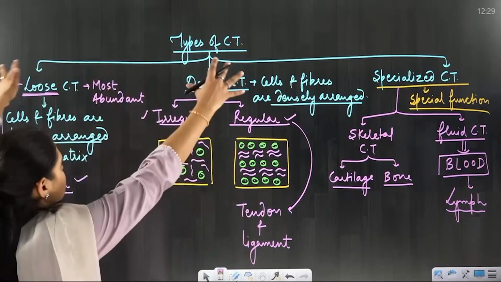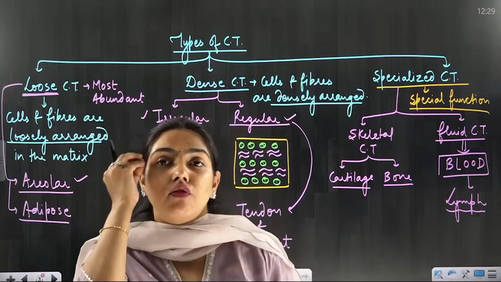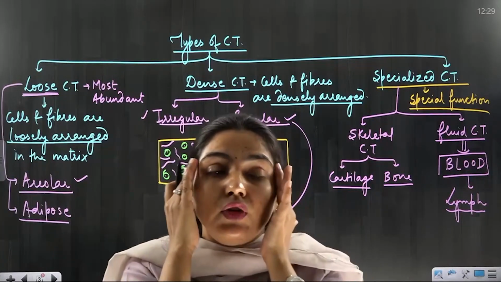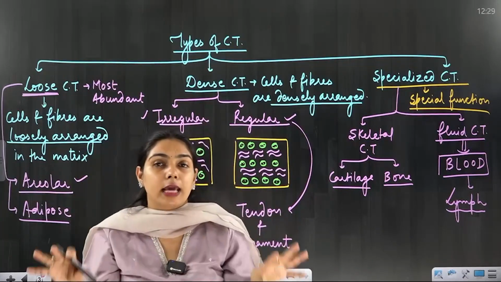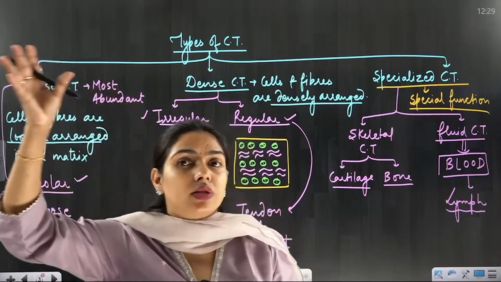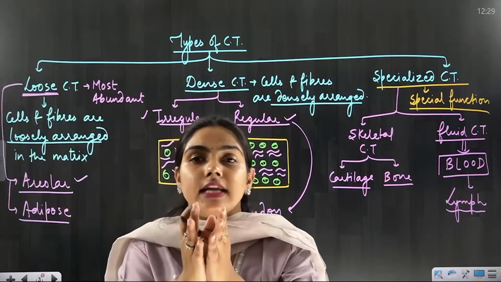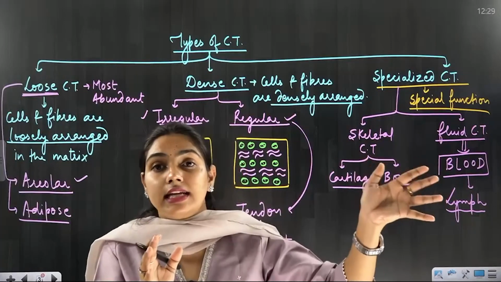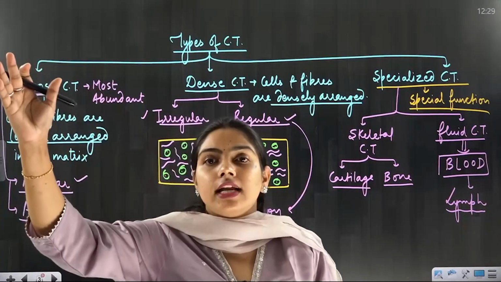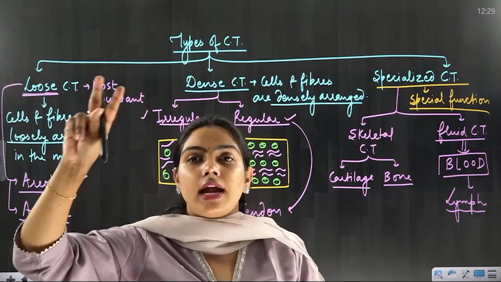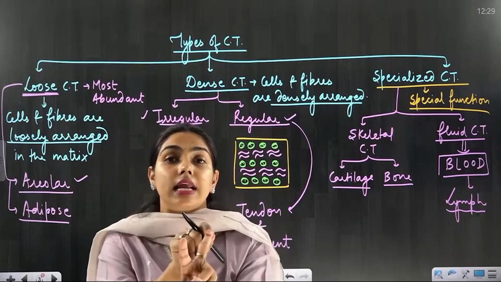So this is the chart, the mind map for the connective tissue. You have to remember this mind map if you want to understand the types of connective tissue. Loose connective tissue, loose arrangement. Dense connective tissue, dense arrangement. Specialized connective tissue, special function. Loose connective tissue: areolar tissue, adipose tissue. Dense connective tissue: regular, irregular.